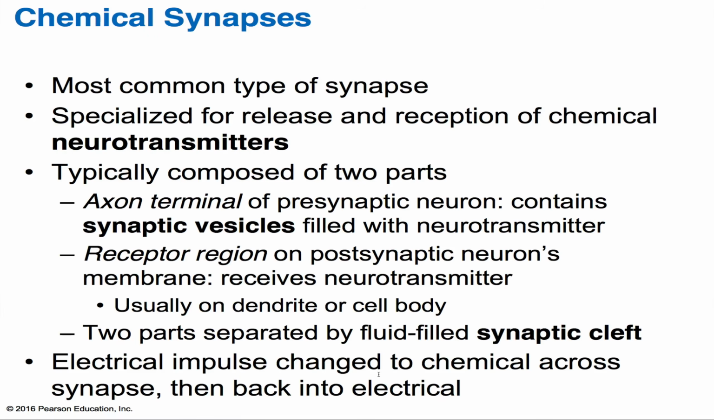The pre- and postsynaptic membranes are always separated by a fluid-filled space called the synaptic cleft. So if you remember the chain of events that takes place at a neuromuscular junction that we learned in the chapter on muscles a few chapters ago, an electrical signal gets changed to a chemical signal, which crosses the synapse, and then it changes back into another electrical signal.